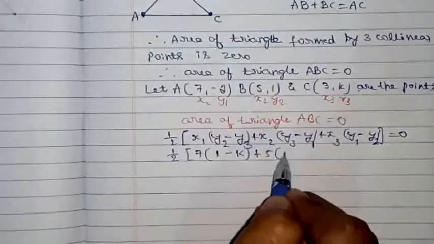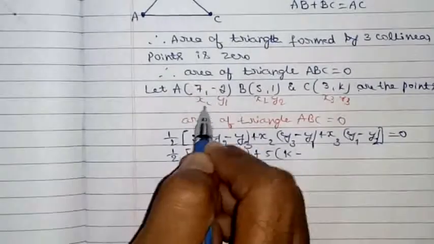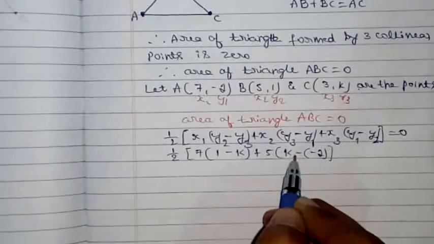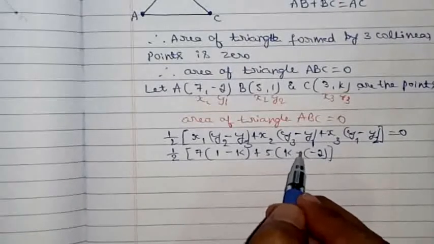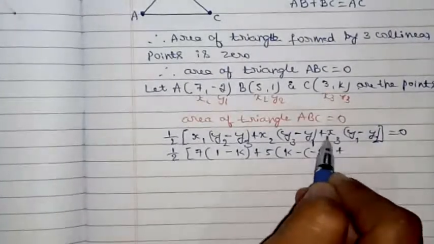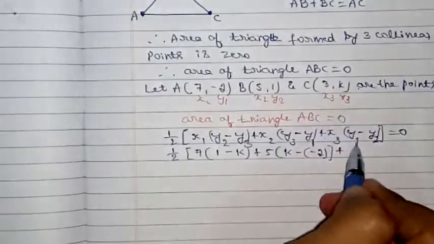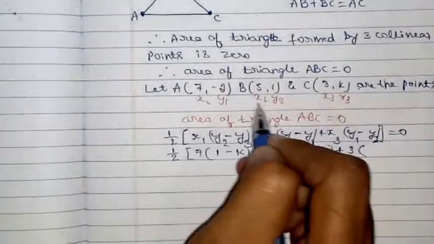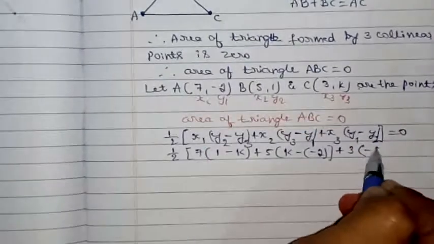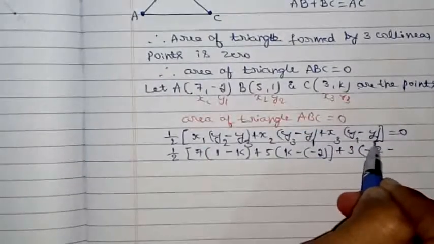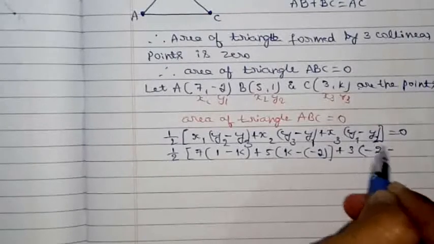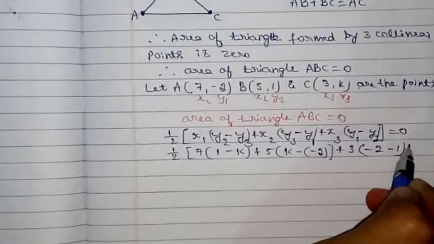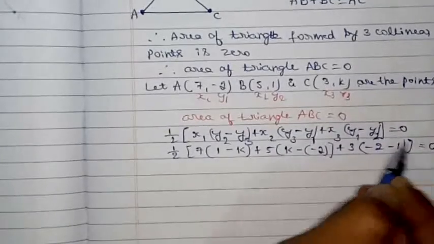y3 is k minus y1. y1 is minus of minus 2 because the sign is there, no? So therefore minus of minus 2. Now here plus x3. x3 is how much? x3 is 3 into y1. y1 is how much? y1 is minus 2 minus y3, y1 minus y2. y2 is how much? Here y2 is 1, right? Now this is equal to 0.